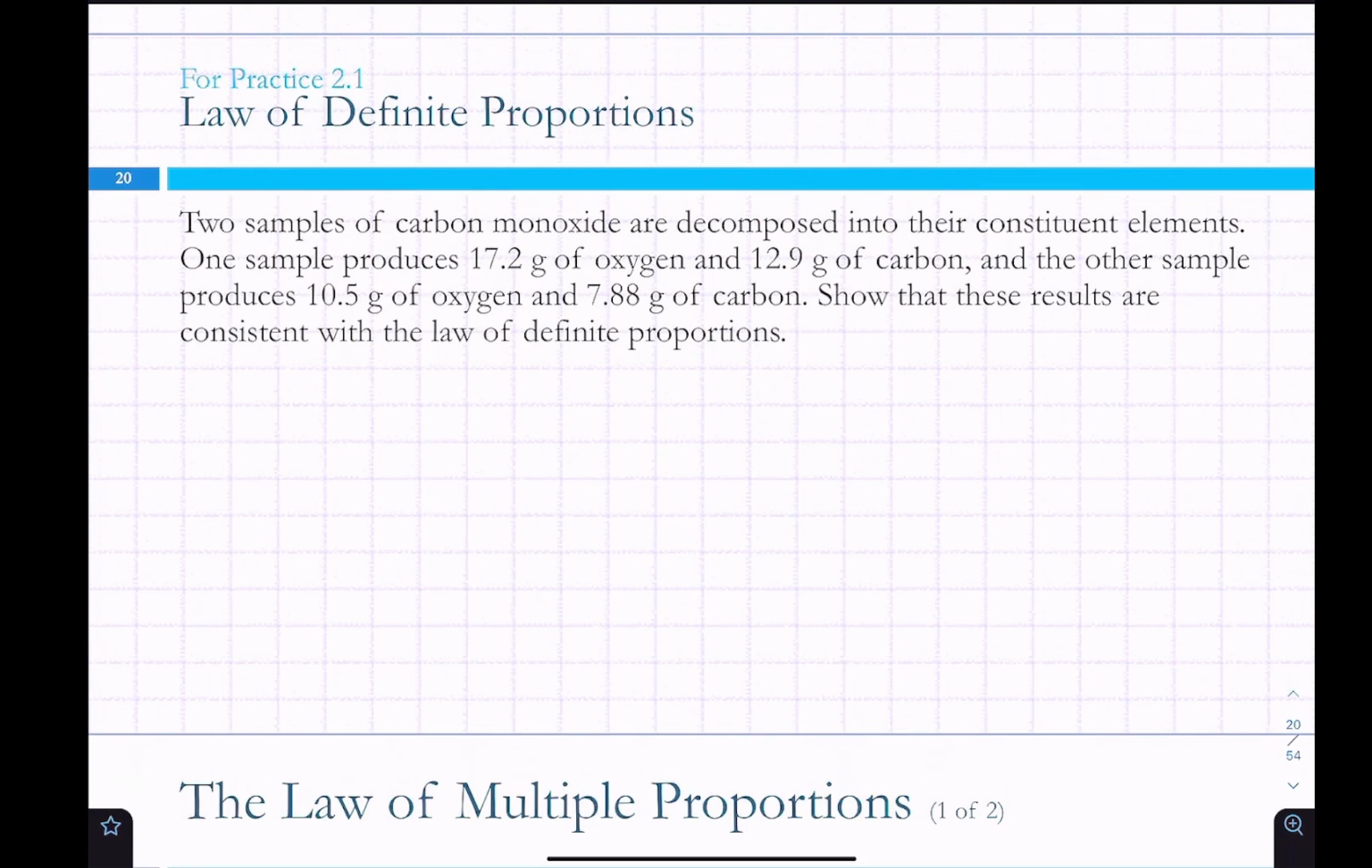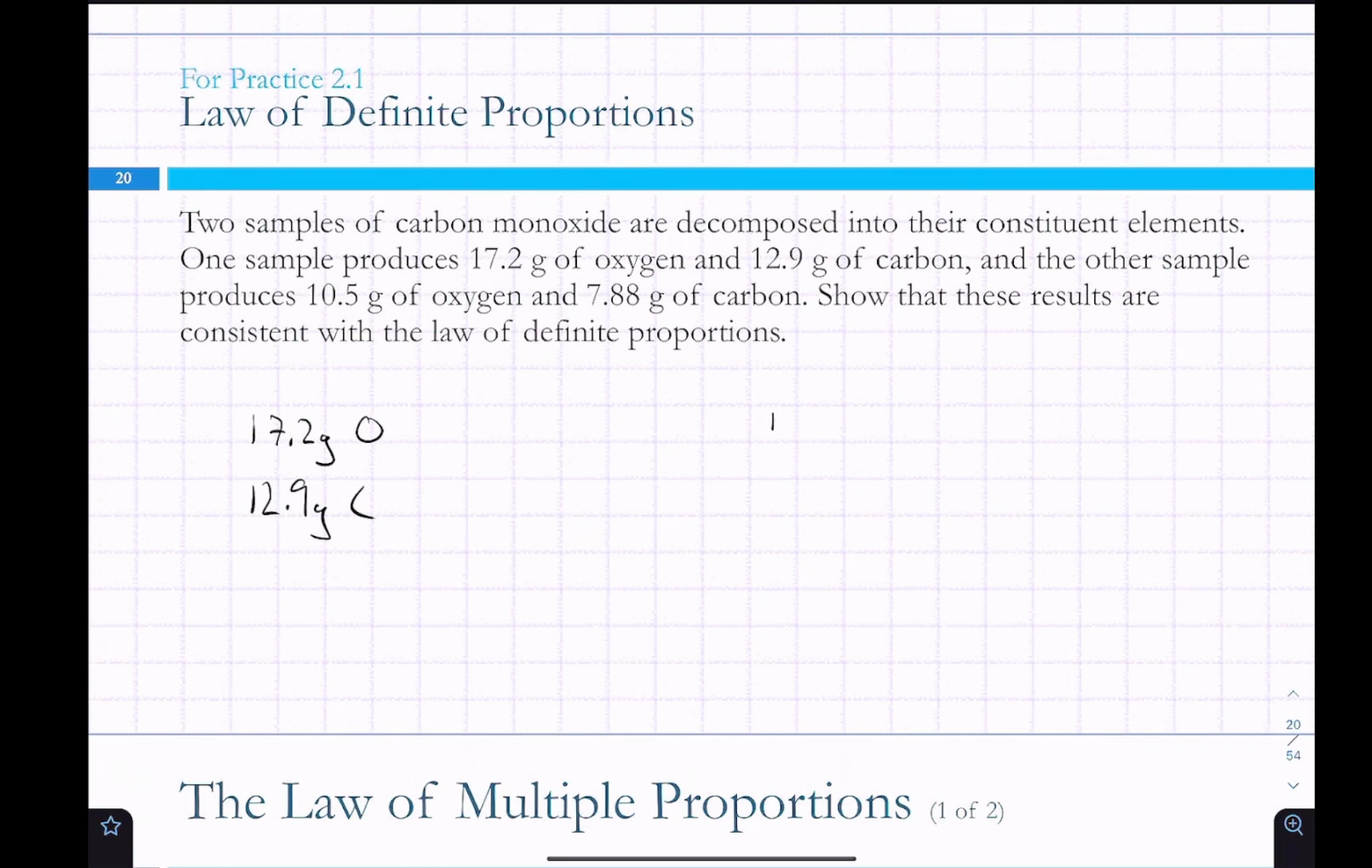Okay, so how might we go about proving that this follows the law of definite proportions? What is the law? Yeah, so the ratio of elements for carbon monoxide from one place should be the same as the ratio of the elements of carbon monoxide from somewhere else. So there's kind of two ways that you can do it, and two ways that are kind of the same way. So our one sample comes from one place that's 17.2 grams of oxygen and 12.9 grams of carbon.